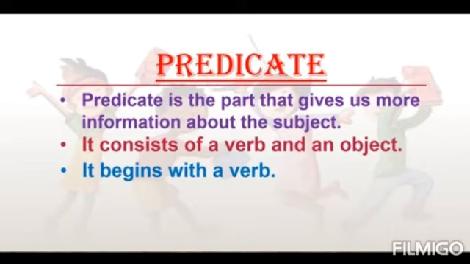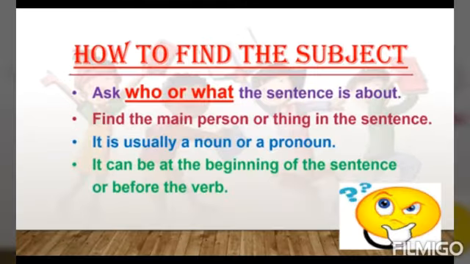Now we will see how to identify the subject. How to find the subject. Ask who or what the sentence is about. Find the main person or thing in the sentence. It is usually a noun or a pronoun. It can be at the beginning of a sentence or before the verb.